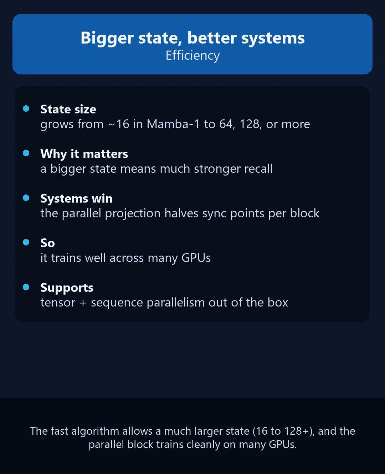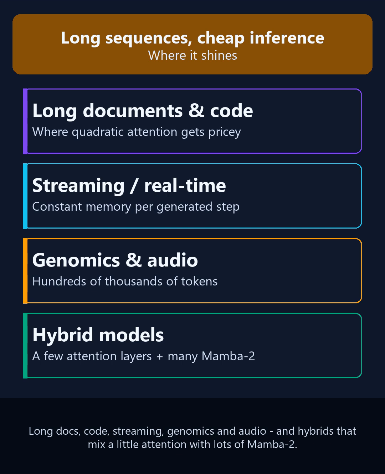Two efficiency wins deserve a call-out. First, state size. The fast algorithm lets Mamba-2 grow its internal state from around 16 in Mamba-1 to 64, 128, or more, which is why recall improves. Second, systems. The parallel projection halves the synchronization points per block, so Mamba-2 trains well across many GPUs with tensor and sequence parallelism.